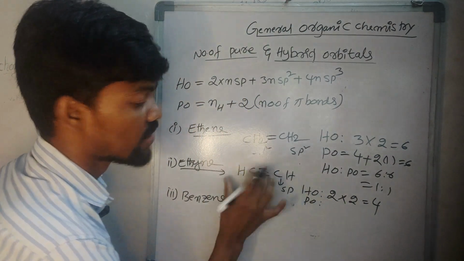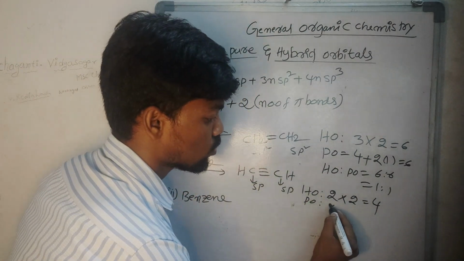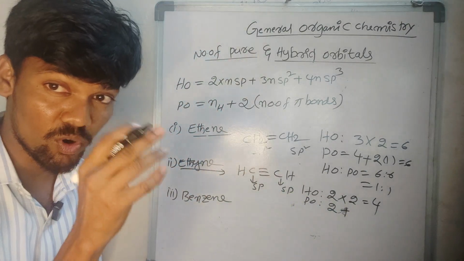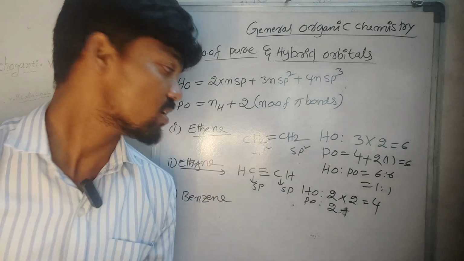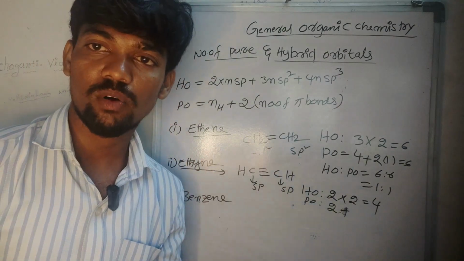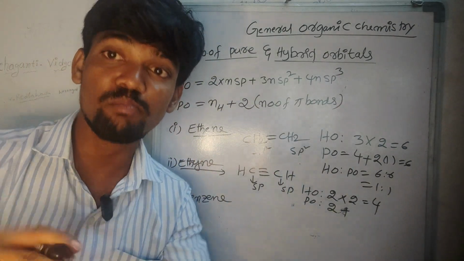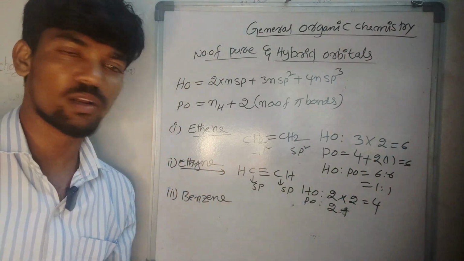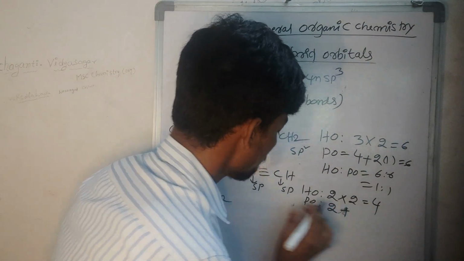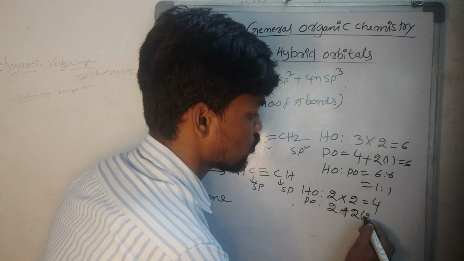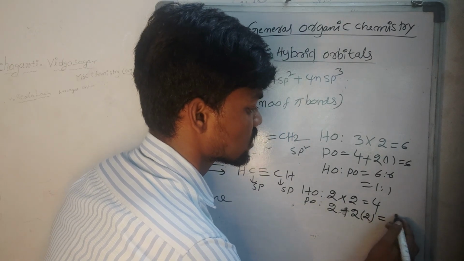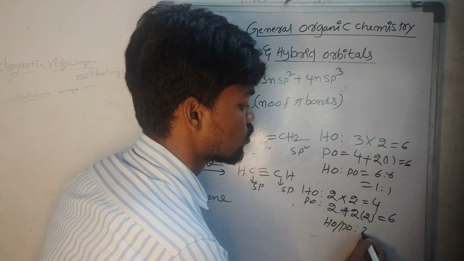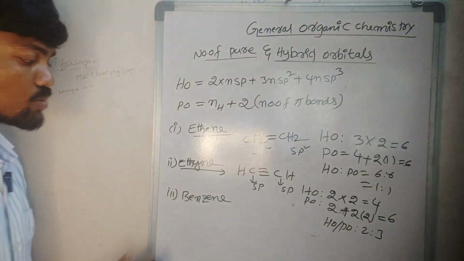For pure orbitals, the number of hydrogens is 2, plus 2 into the pi bonds. How many pi bonds are there? Pi bonds, not sigma bonds. Listen, here 1 sigma bond is there, the remaining are pi bonds. 1 sigma bond means the remaining, how many are there? 2 pi bonds will be there. So 2 into 2 is 4, plus 2, 6 is there. So hybrid orbitals is 4, pure orbitals is 6, what is the ratio? 2 to 3.